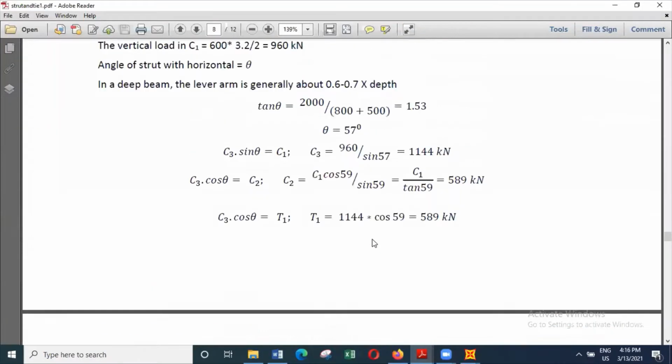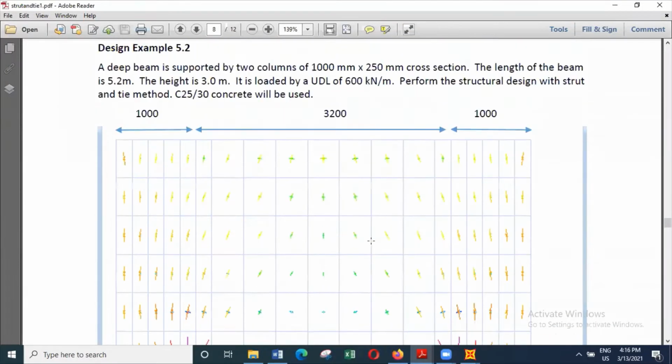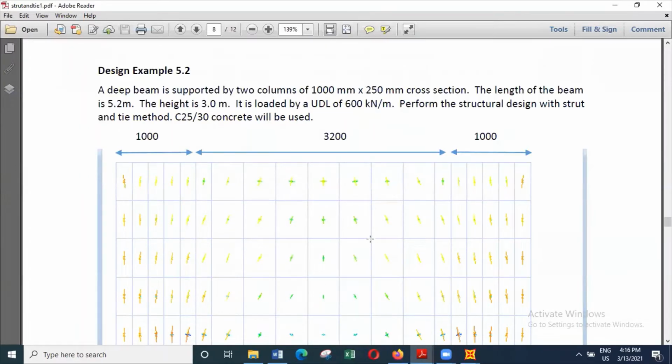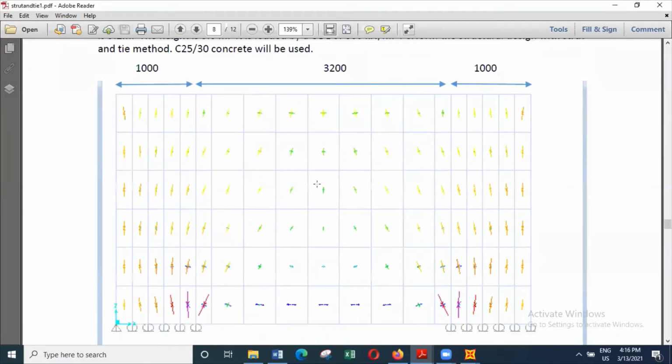Okay, let's see this example. So here you can see most of these loads will be transferred vertically downwards. So the total length of the beam is 5200 millimeters. So the load over 1000 millimeters will be transferred directly. So the remainder will be 3200 millimeters.